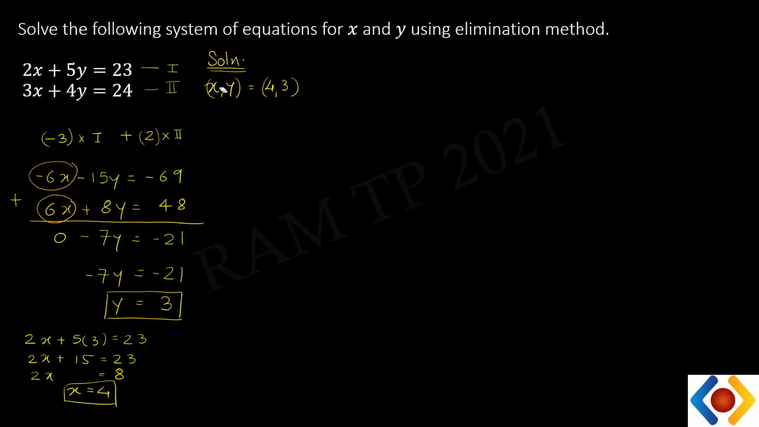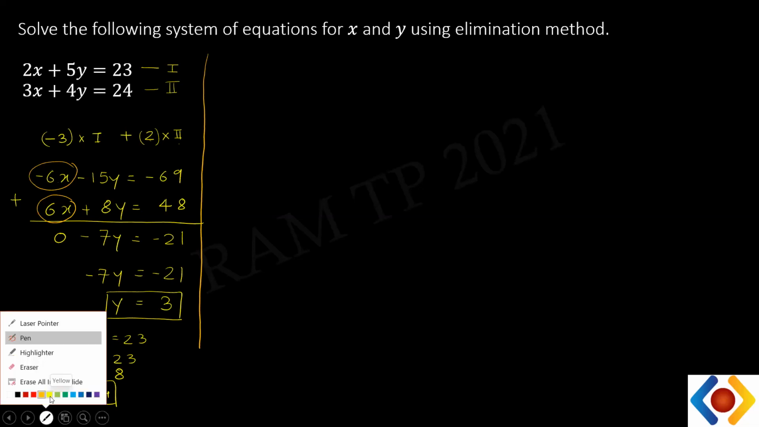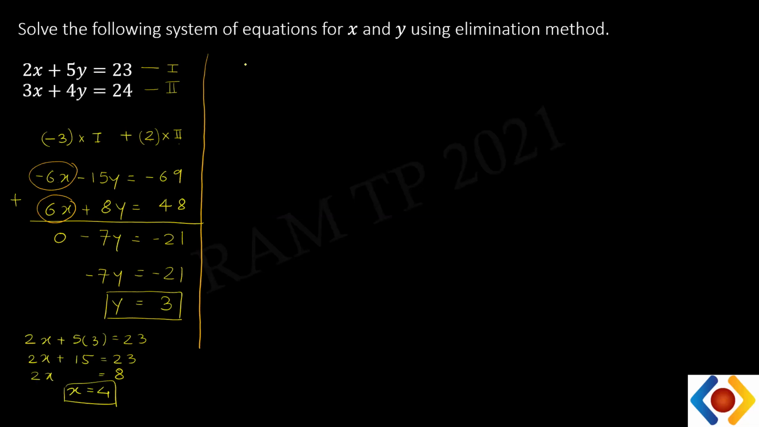Let me erase this solution from here. We know the solution is (4, 3). These are my two equations, right? I'm just trying to convert them into matrix form. On the top, I'm writing x and y, and then RHS, which stands for right hand side. And I'm going to put a line here just to differentiate between the variables x and y and the right hand side.